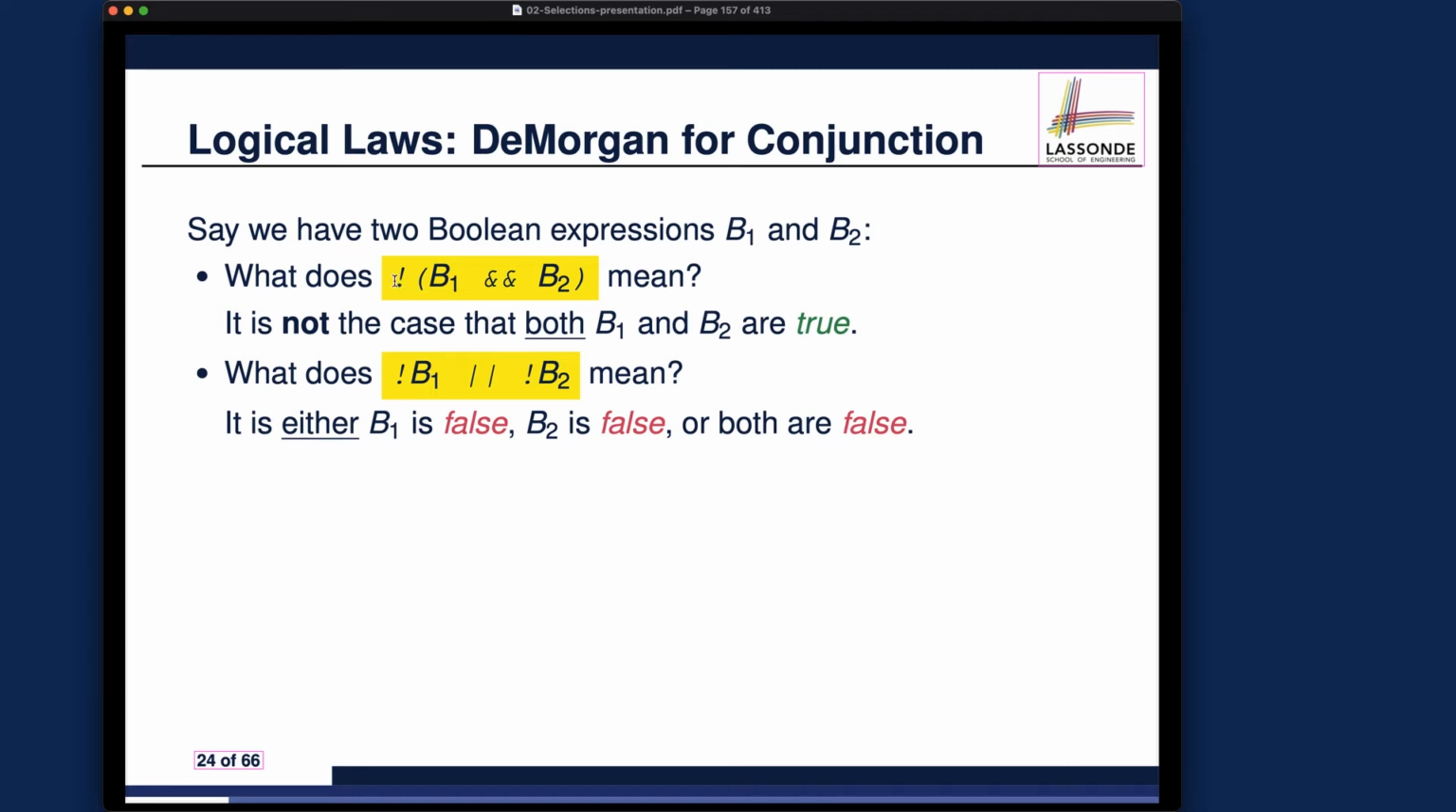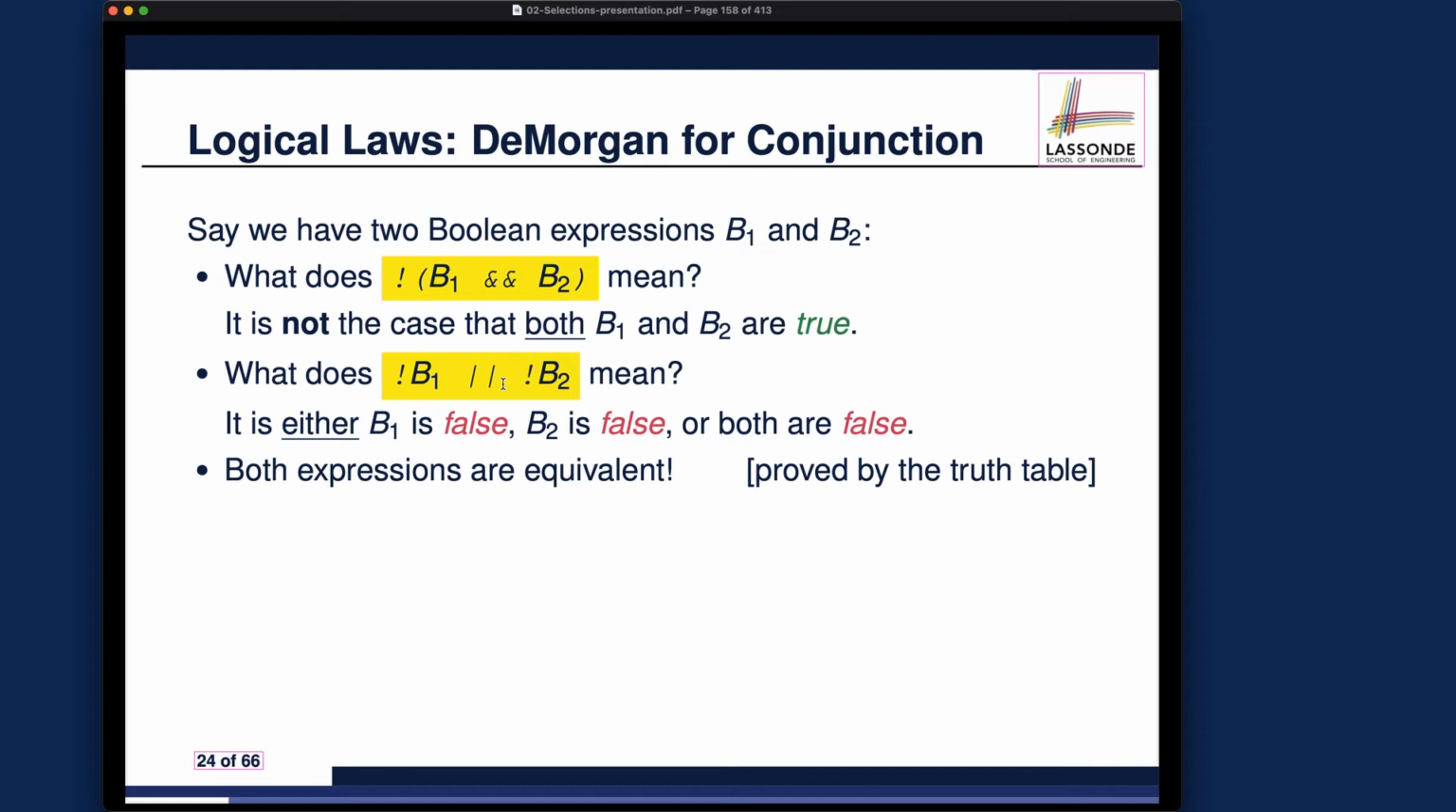When we say it is not the case that B1 and B2 are both true, it means that one of them may be false. So either B1 is false or B2 is false, or maybe both of them are false. You can remember the or as either or both. Intuitively, that's what it means. Hopefully you get the intuition. And now let's see how we can prove it very quickly by using a truth table.